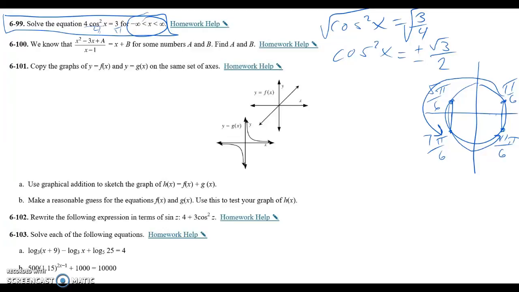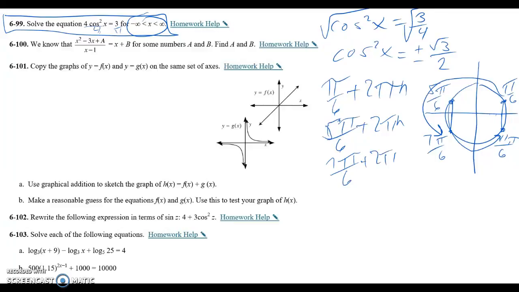I would probably just write pi over 6 plus 2 pi n, and then 5 pi over 6 plus 2 pi n, and 7 pi over 6 plus 2 pi n, and 11 pi over 6 plus 2 pi n, and list them all. It's just a more condensed version of the answer. What's listed in the textbook is the solution.